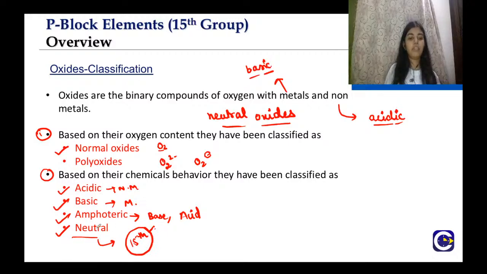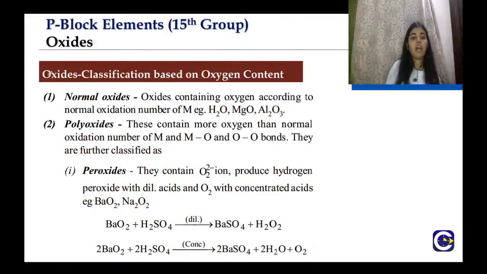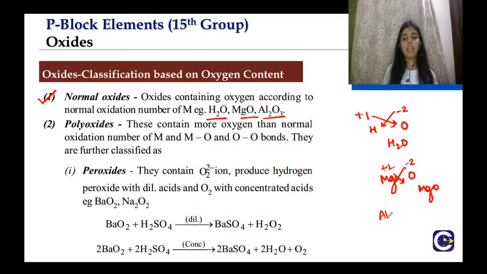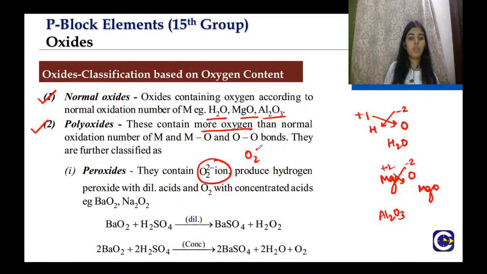They are neutral because they neither behave as acid nor as base. Now considering normal oxides, if you see H2O, MgO, Al2O3, which you form by this formula basically: hydrogen you give +1 and oxygen you give -2, this will be H2O. Then for magnesium oxide you will do +2, -2, MgO. Aluminium oxide, if you see, Al2O3, aluminium +3 and O2-. Polyoxides, if you see, have more oxygen content. For example, the peroxide ion, that is O2 2-.